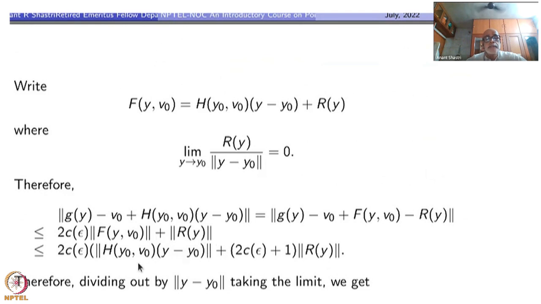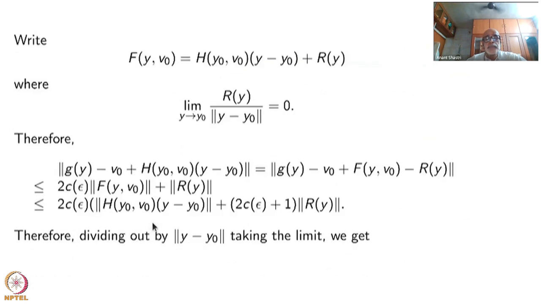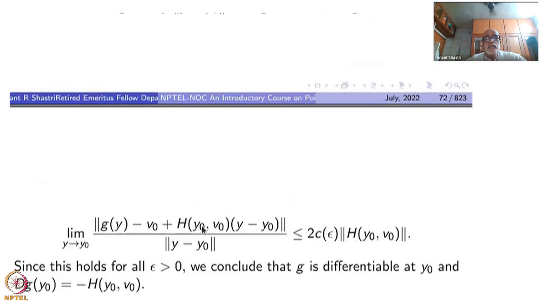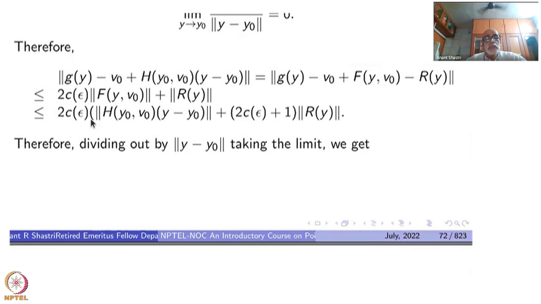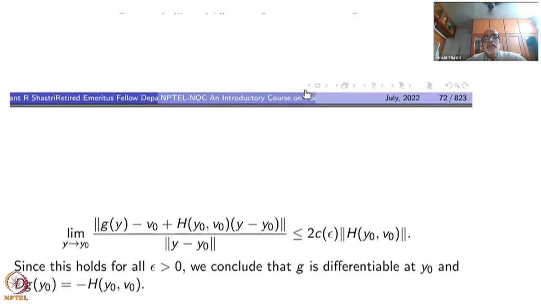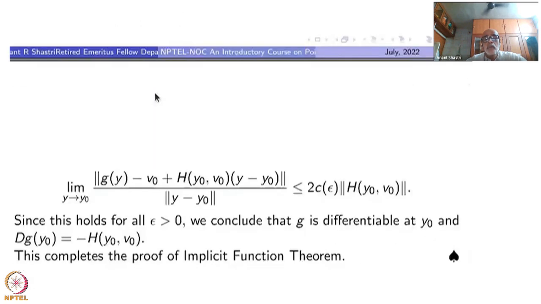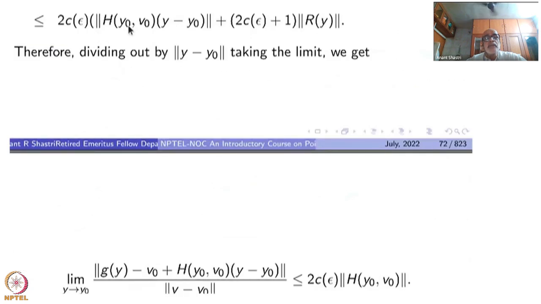You divide out by this and take the limit. What do we get? This divided by y minus y naught, take the limit. This is just zero because this is the derivative of this one. So we get g(y) minus g(v naught) plus h of this times y minus v naught, over y minus y naught, as y tends to this one, is less than or equal to twice C epsilon times y minus v naught, plus ry, divided by y minus y naught. This tends to zero. It doesn't matter what this constant is, right? So this part vanishes. This part will remain, but it is twice C epsilon times the norm of H y naught v naught. The norm of y minus y naught term cancels out.